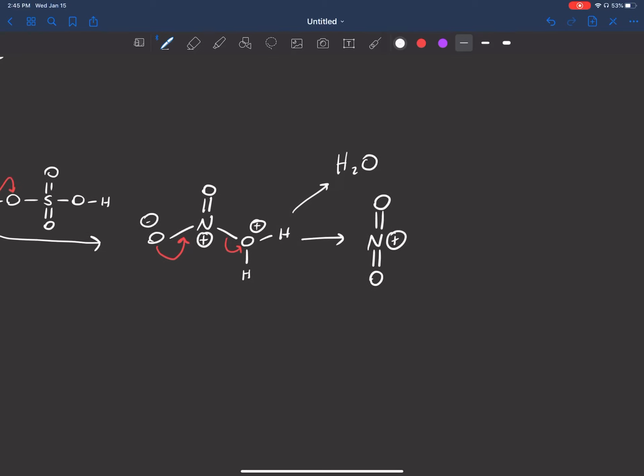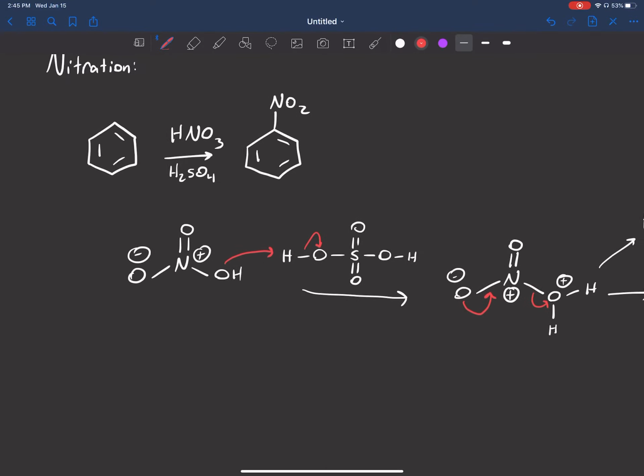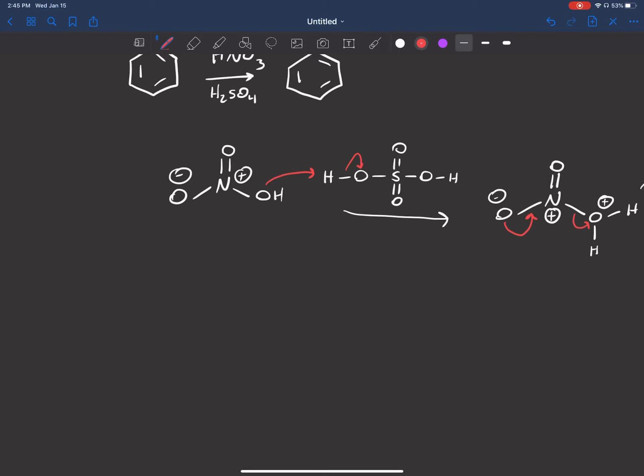Right? So you see, we essentially kicked this part out, right? And we kept only that. So we get this NO2 plus, the nitronium ion. You should know that this is the electrophile in this case. We don't just go and straight up attack HNO3. The benzene is actually reacting with that NO2 plus intermediate.